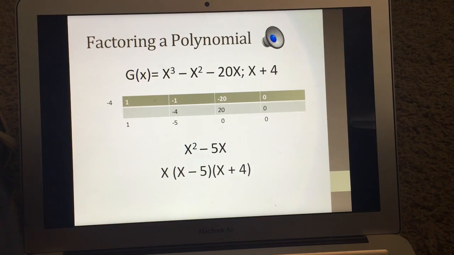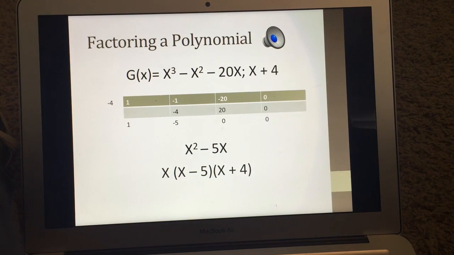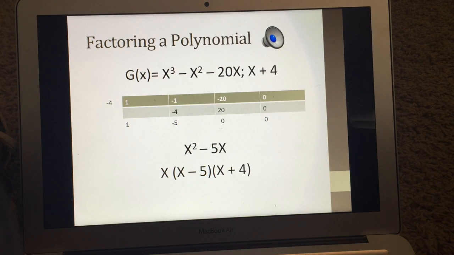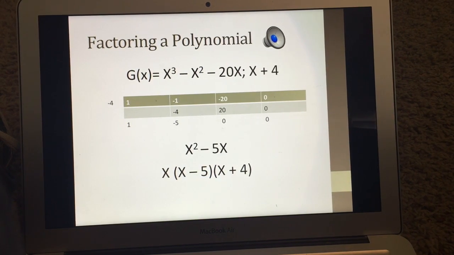So from synthetic division, you get x squared minus 5x. So you can factor out an x from that. So your final answer is x times x minus 5 times x plus 4.